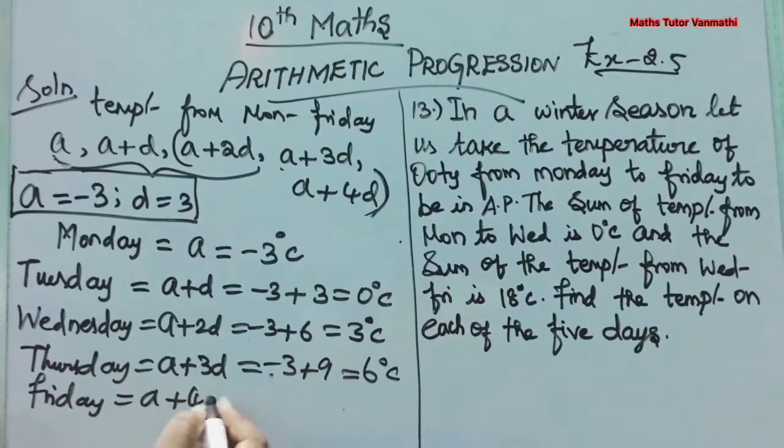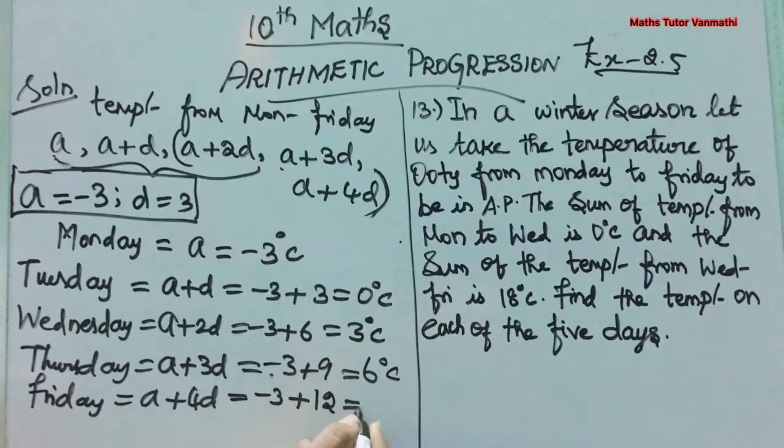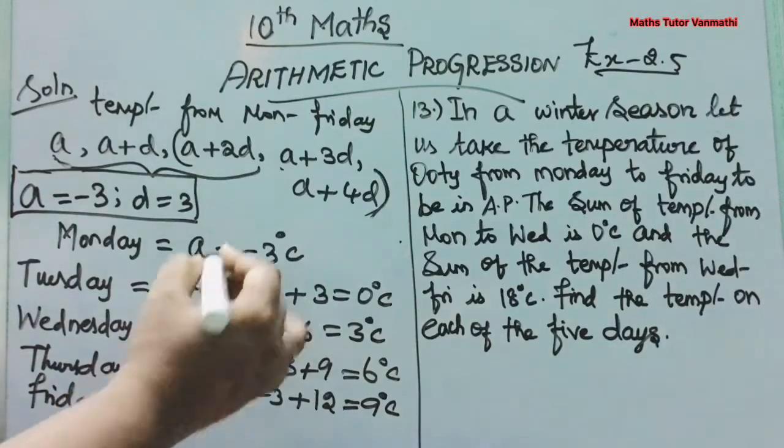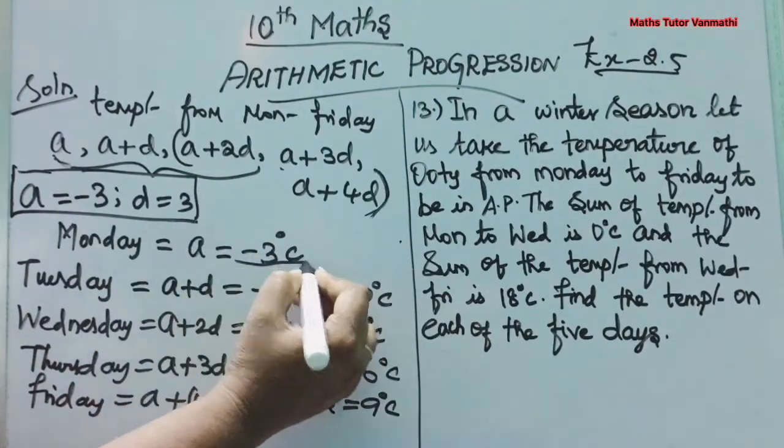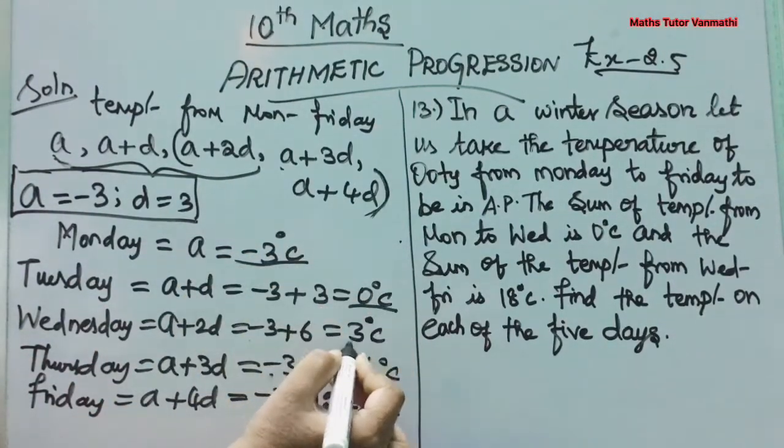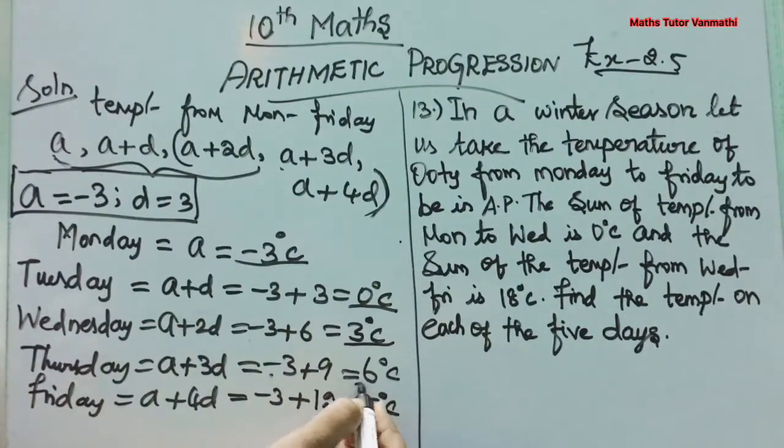A plus 4D. Minus 3 plus 4 3s are 12. 12 minus 3 is 9. 9 degrees Celsius. Clear? So, these are the values we have found. Minus 3 degrees Celsius, 0 degrees Celsius, 3 degrees Celsius, 6 degrees Celsius, 9 degrees Celsius are the temperatures of the 5 days. Clear? The problem will be very easy if you understand the question.